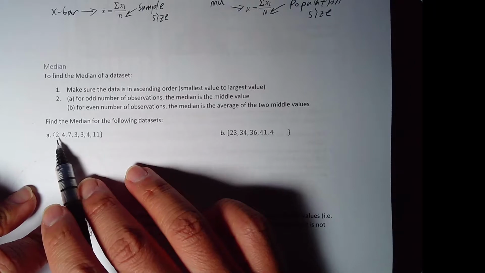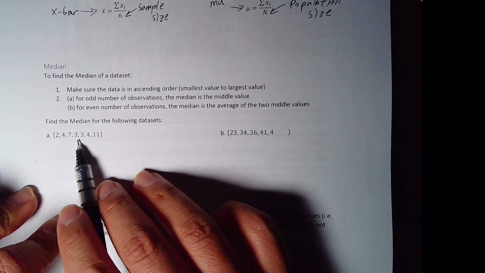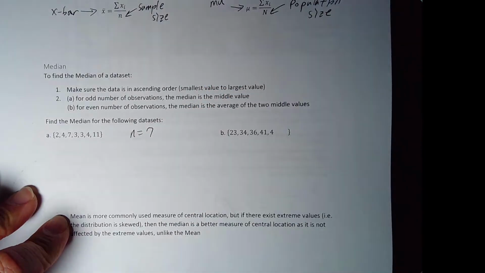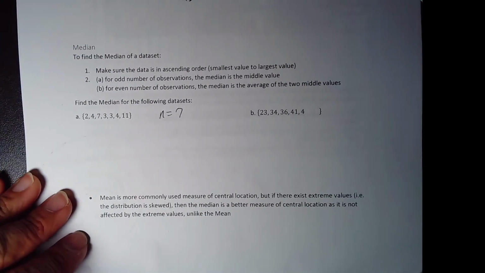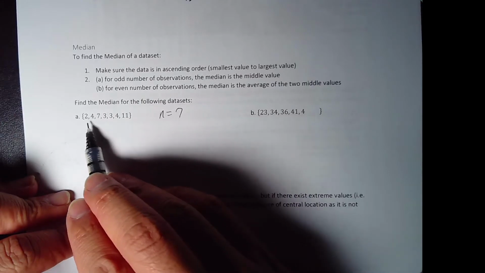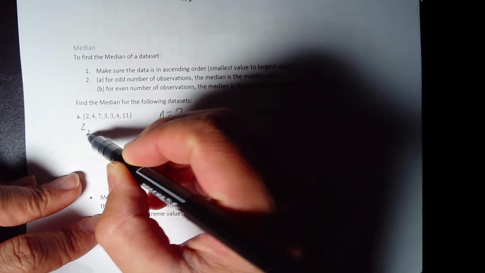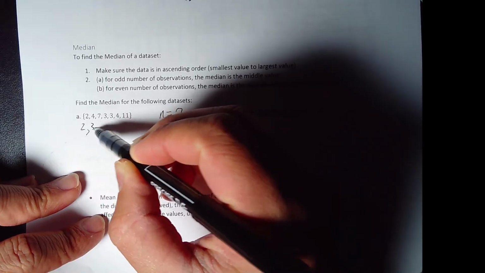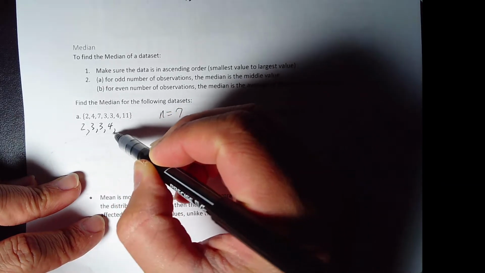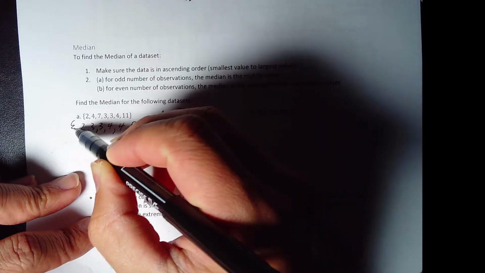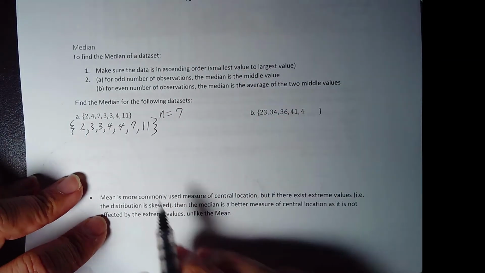So now here I have 1, 2, 3, 4, 5, 6, 7. So I have n equals 7. I have a sample size of 7, and I want to find the median. I will rearrange this first in ascending order. Next, I simply find the middle one.